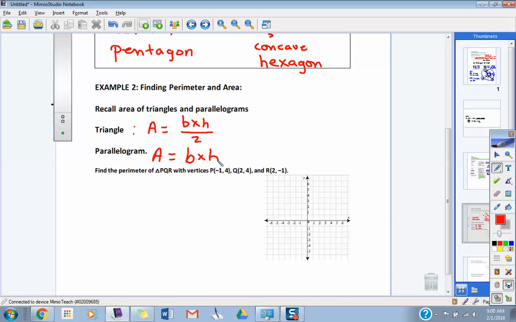Now gang, you remember that calculator I told you to open up here? Sometimes you're going to be looking for lines that are slanted, not necessarily horizontal or vertical. Your job is to find distances here. I would say use that calculator to find some distances. So, it says find the perimeter of triangle PQR with vertices (-1, 4), (2, 4), (2, -1).